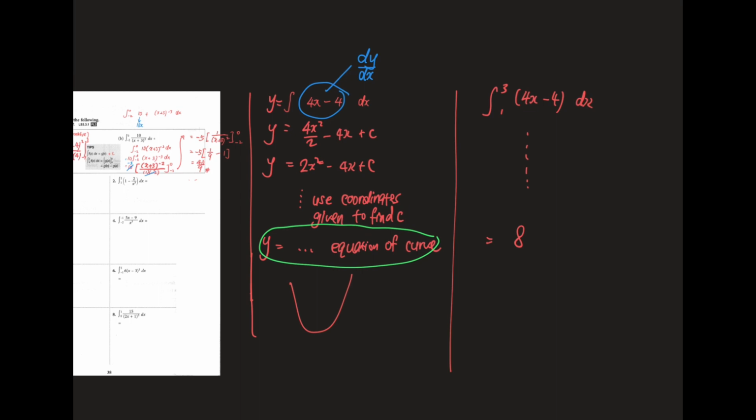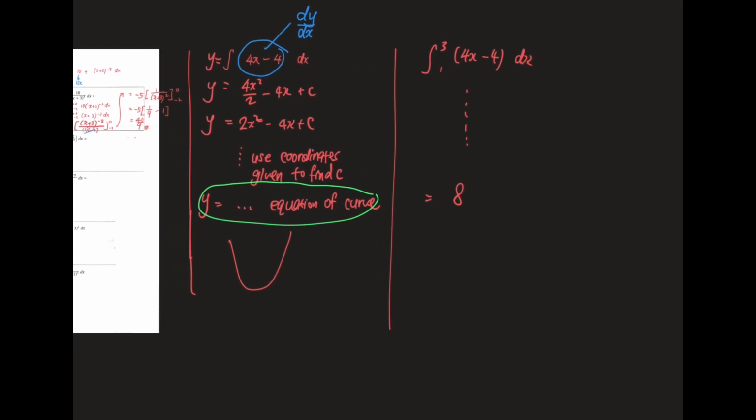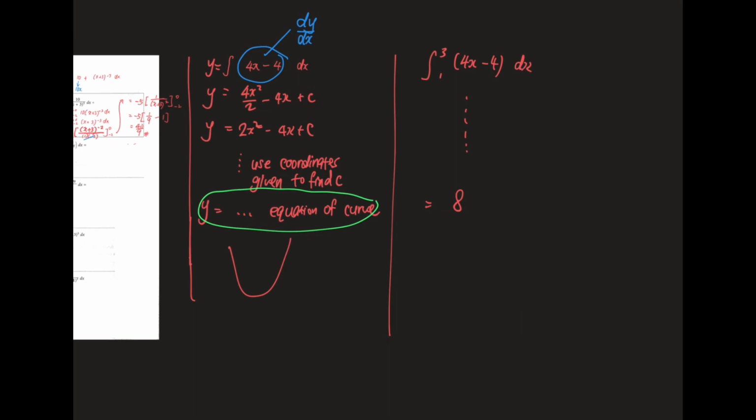Just now, when there is no limit, you get the equation of a curve. Now you have limit, you don't get the equation of a curve. So then what does 8 mean? What is the meaning of 8 over here? Okay, so it is something like this. 4x minus 4.